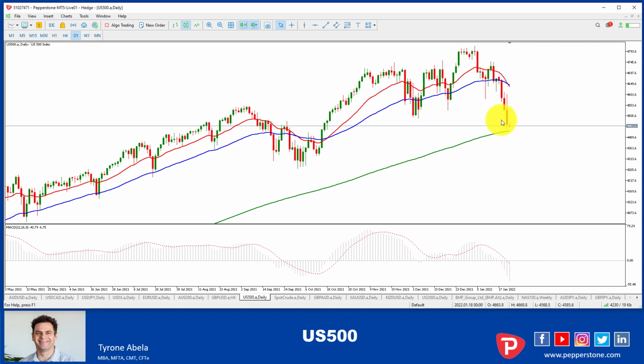So really, really good trading opportunities. I'm very happy with this one. It's doing all the things that we wanted it to. Now it just needs to find its base, and if it does that, we're going to get some more good trading opportunities for next week.